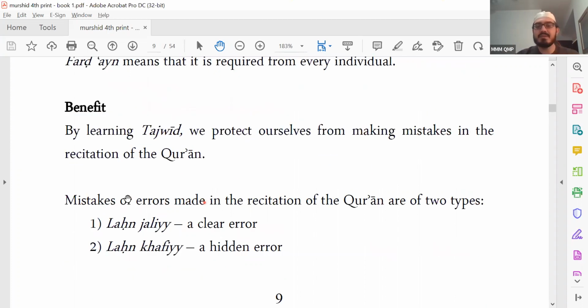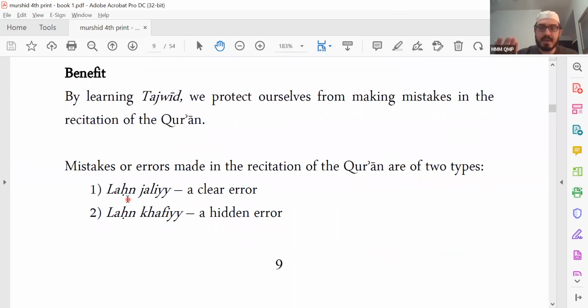Okay, so lahan literally means a mistake. Okay, lahan means a mistake. It can also have different meanings in Arabic, like lahan can be like a tune, for example. But in this context, it means a mistake. And then we have jali and khafi. Jali is a clear error, and khafi is a hidden error.